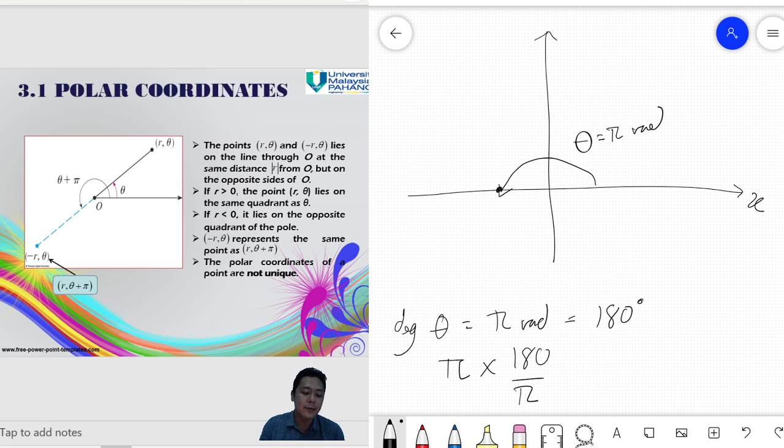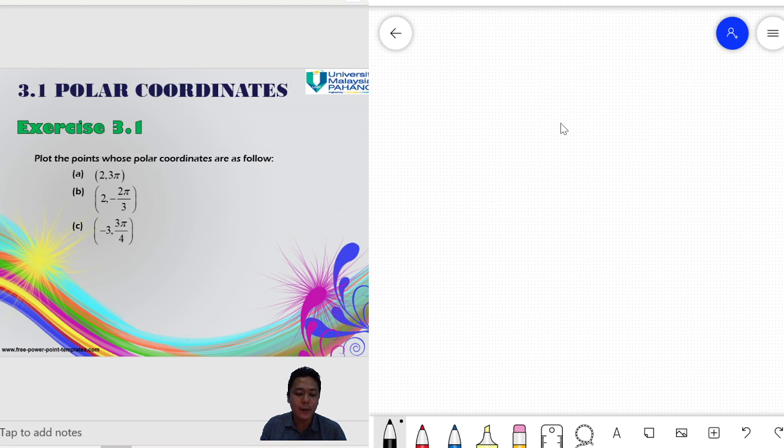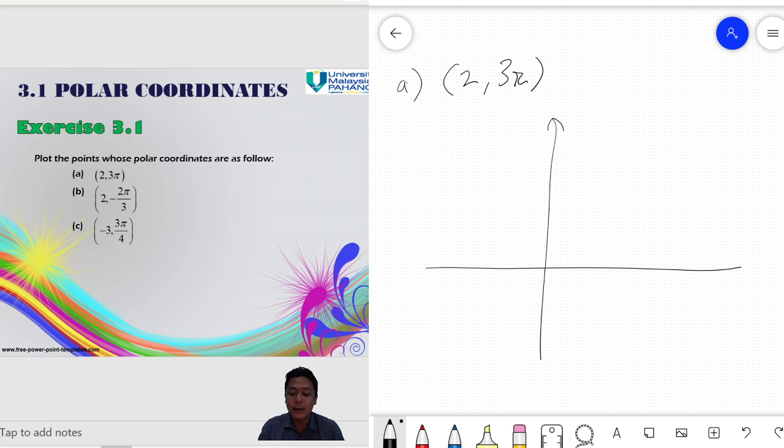Okay, let's do some examples. Let's start with a question here: (2, 3π). As we recall, the 2 here represents the distance, which is 2, and the angle here is 3π. So to plot it, draw the x-axis and y-axis, and the distance r will be 2. However, where is 3π?